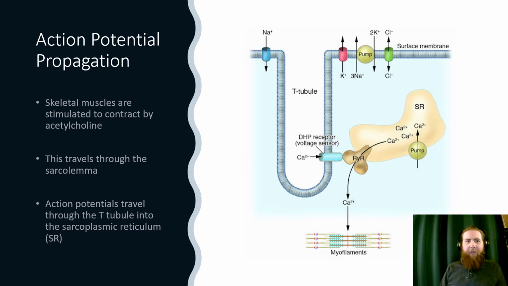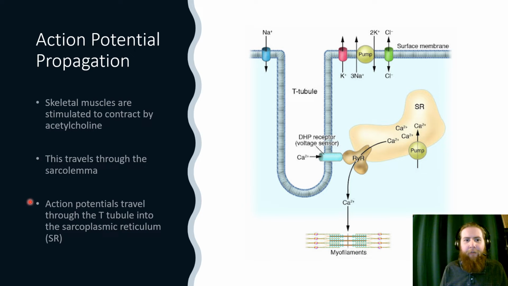To get this signal started, like in nerves, we need to activate or kind of get this action potential propagated inside of these. Skeletal muscles are stimulated to contract by acetylcholine. This molecule is released by nerves from the central nervous system in the neuromuscular junction. And as that action potential spreads into the muscle cell, it is going to travel through the sarcolemma. And this is the plasma membrane of muscles.